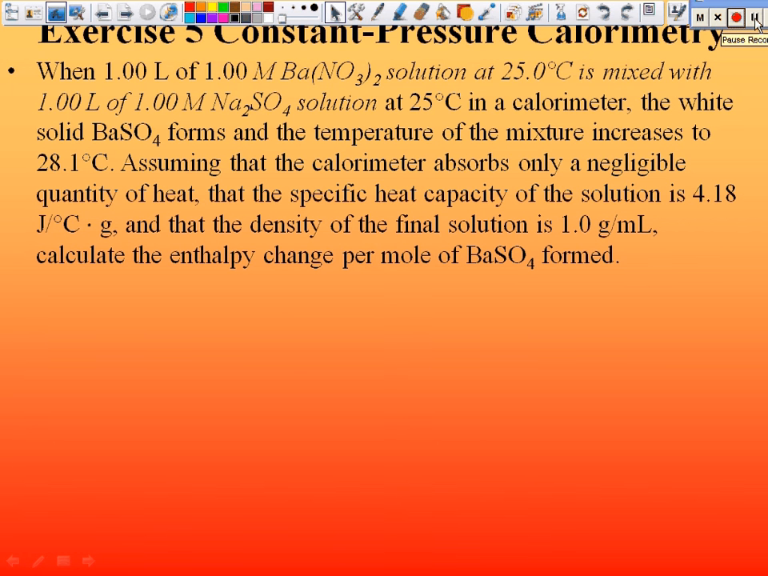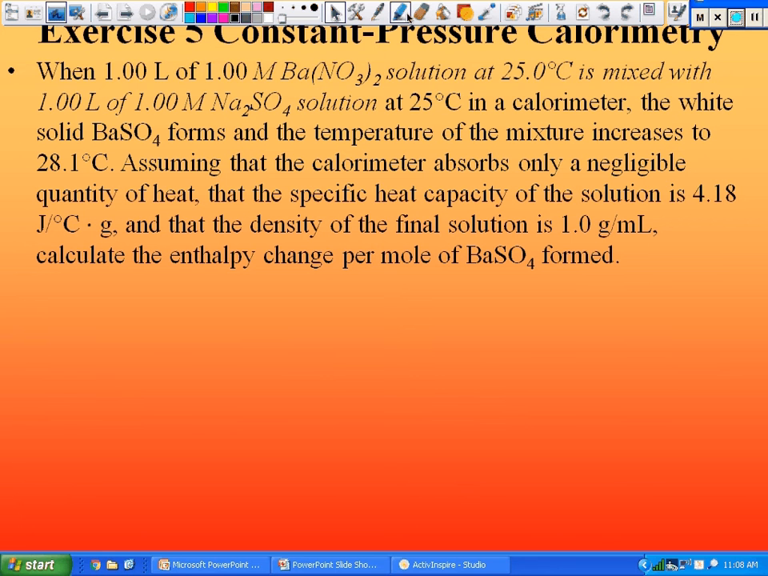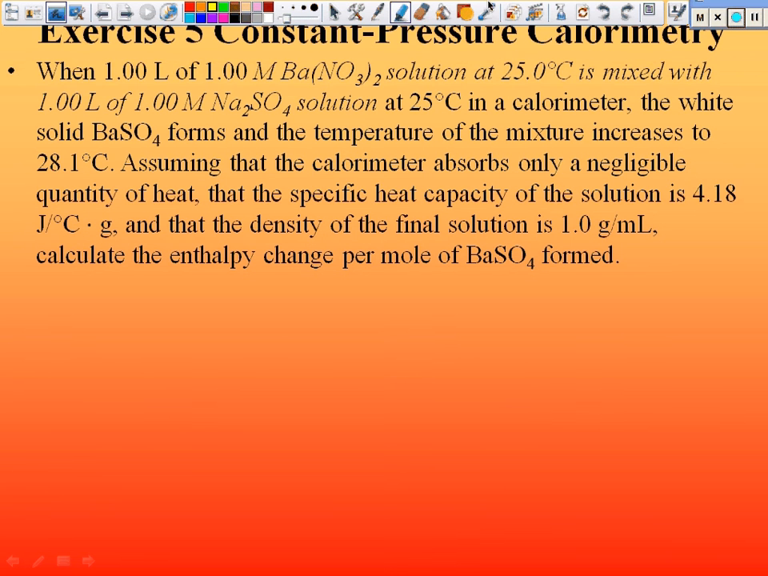Alright, so Jacob, you said it right off the bat. That second word in the entire problem was what? 1 liter. As soon as you saw that, hopefully a red flag went off, and I alluded to that in the previous problem. But when 1 liter of a 1 molar barium nitrate solution at 25 degrees Celsius is mixed with 1 liter of 1 molar sodium sulfate solution at 25 in the calorimeter, the white solid barium sulfate forms as the temperature of the mixture increases.